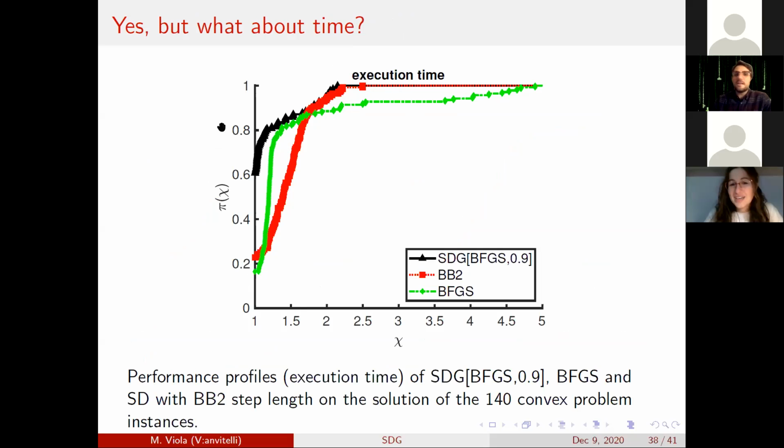And this is a clear image, which at least for me and for Daniele and Gerardo tells that we are doing the very smart thing in combining these two directions in the right way. So we are taking the best of the two methods, the gradient method and BFGS method, and combining it, obtaining something which can perform far better.